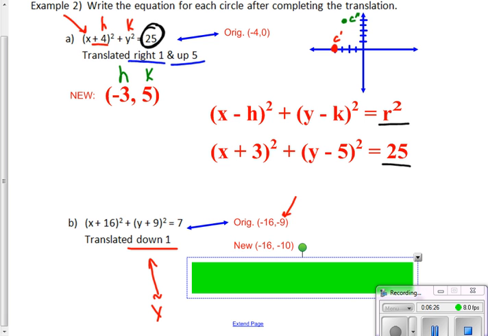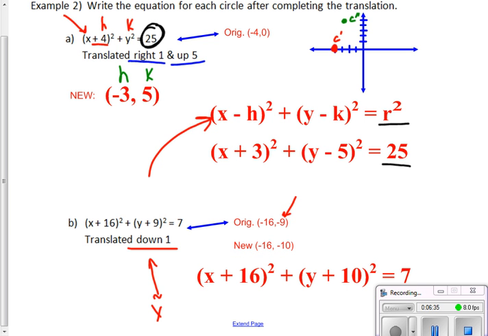Go ahead and write the new equation for it. Substitute into the equation that we have up here, and we would get x plus 16 squared plus y plus 10 squared equals 7. This will conclude lesson 62, equations of circles.